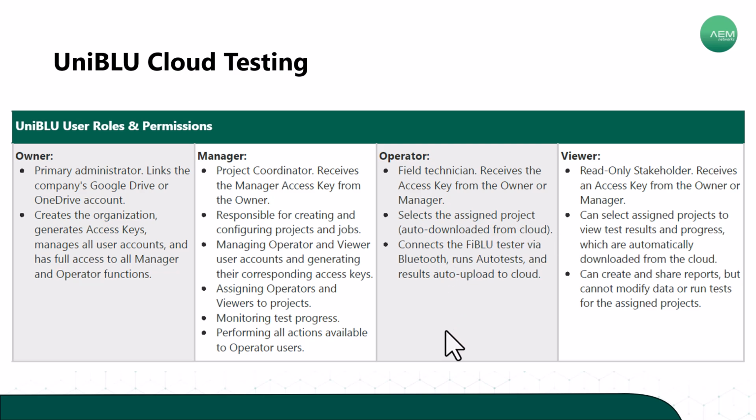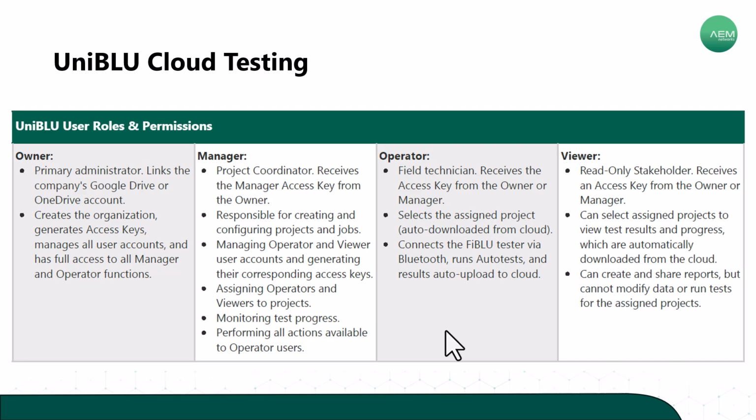The next level up is the operator. This is your field technician. This is the person typically in the field doing the testing. Then above them is the manager. So the manager can actually create access keys for the people below them, the operator or the viewer, in addition to being able to perform all the other functionalities that the operator or the viewer would be able to do.